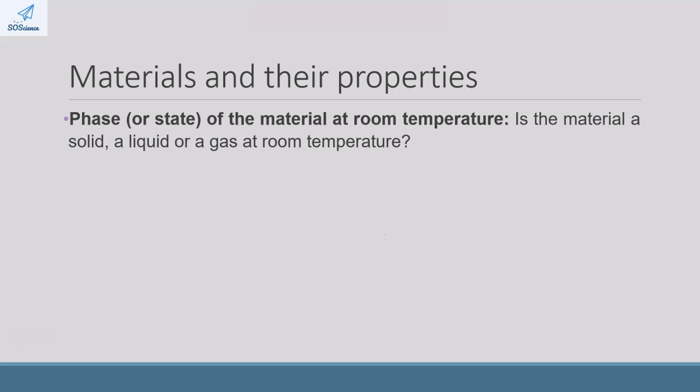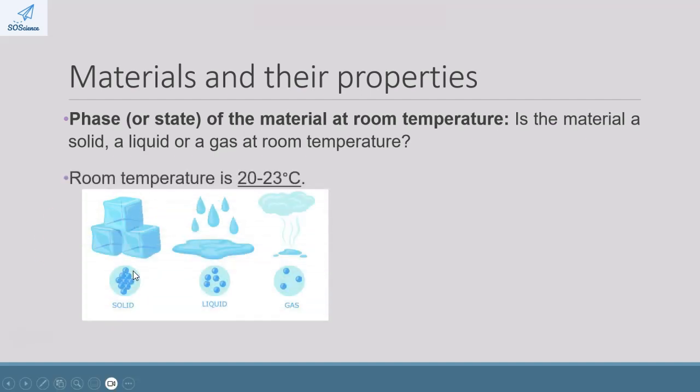Another very important property of materials is the material's phase or state at room temperature. So the words phase and state may be used interchangeably. So when we want to know the phase or the state of a substance, automatically it means at room temperature unless otherwise specified. So here we want to know, is the substance a solid, a liquid, or a gas at room temperature? And when we talk about room temperature, you need to be aware of this. We are talking around 20 to 23 degrees Celsius.